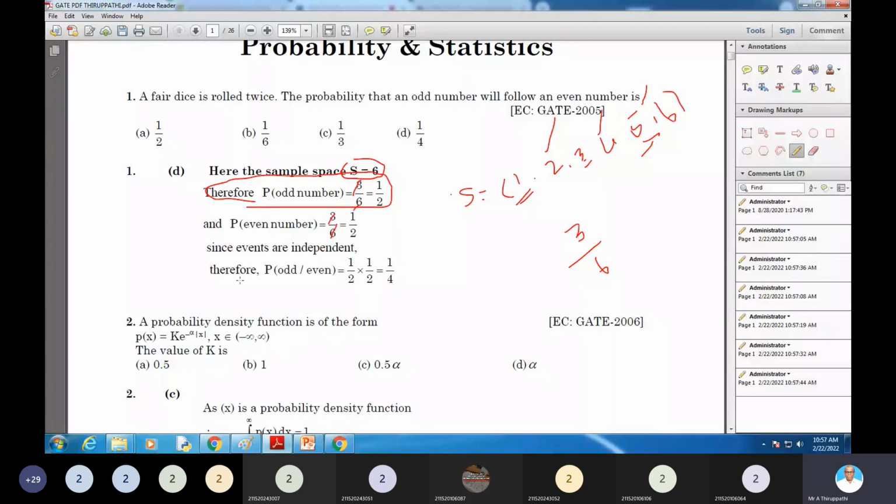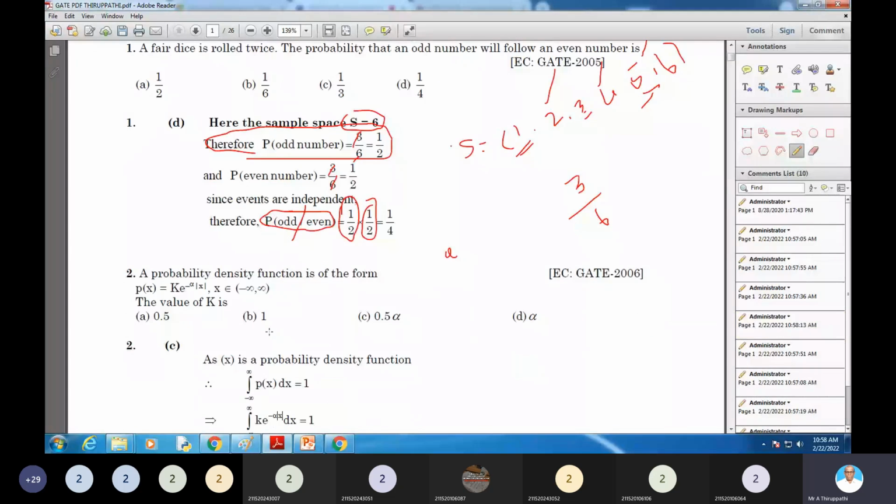So the probability of odd given even, that is, odd followed by an even, already even has happened. Next, we use conditional probability. Here, even and odd are independent. Therefore, P of A given B is equal to P of A into P of B. Therefore, P of odd given even is equal to 1 by 2, P of A, into 1 by 2, P of B. So 1 by 2 into 1 by 2 is equal to 1 by 4.